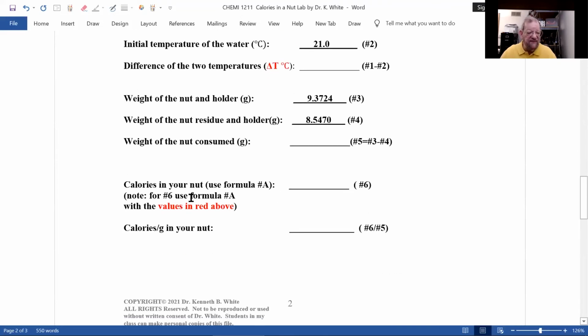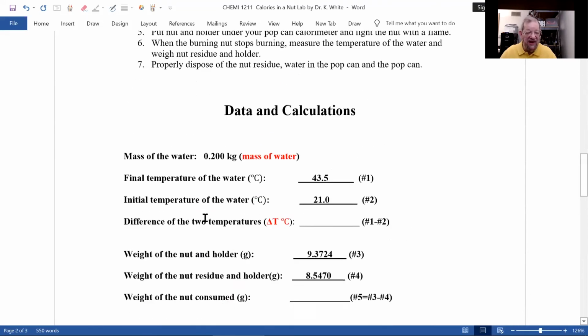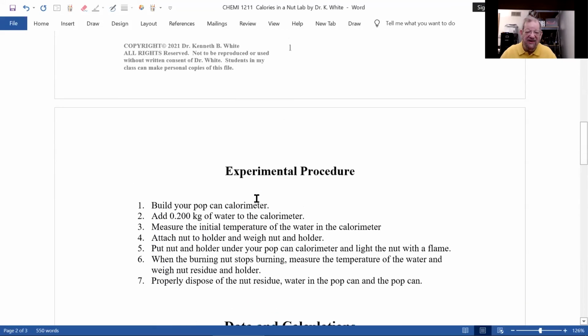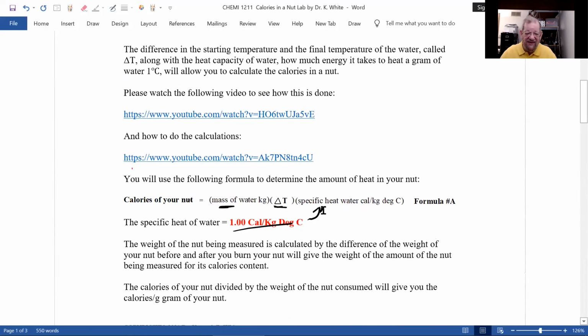And you'll use your formula A with the data. Use the values in red. Dr. White's made it real easy. This is formula 1. And by the way, specific heat is 1.00 cal per kilogram.